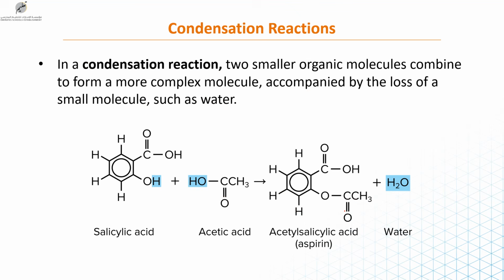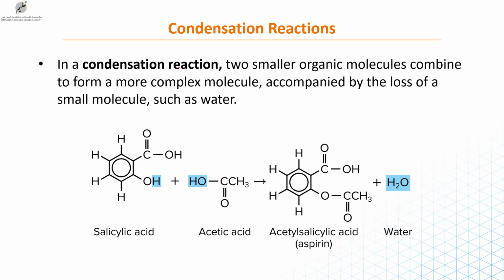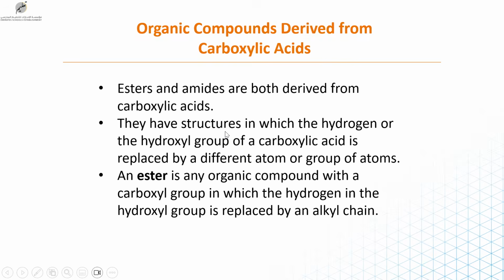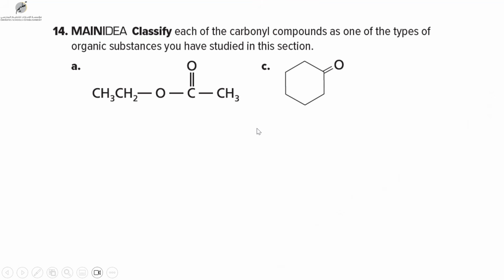So this is the example. You need to remember this general formula, okay? This is the example that you have in the book, and this is the definition that we saw. So when you have two things, they combine, and then water comes out as a byproduct, and this is a more complex compound than the two. Actually, this is aspirin. This is called the condensation reaction, okay? So these are just summary slides for what we have been talking about.